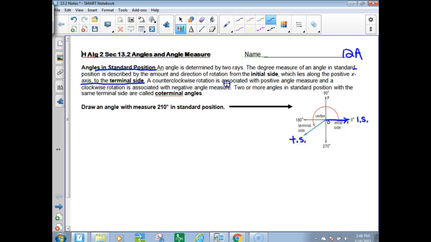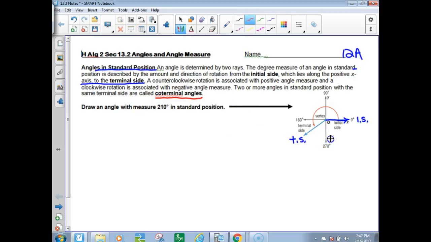A counterclockwise rotation is associated with positive angle measure. If you go up from the x-axis and go around, that's going to be a positive angle. Your angle would be negative if you go down from the x-axis. Okay? So a counterclockwise rotation is associated with a positive angle, and a clockwise rotation is associated with a negative angle. Two or more angles in standard position with the same terminal side, meaning they land at the same place, are called coterminal angles. This is another term you're going to need to know.